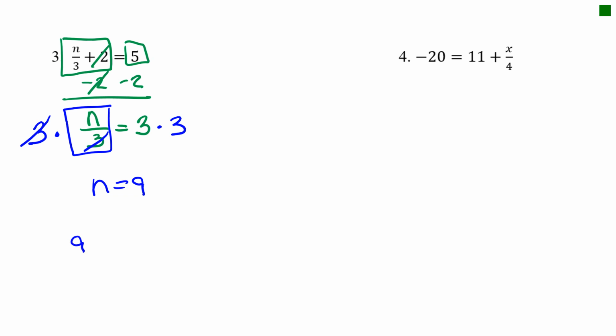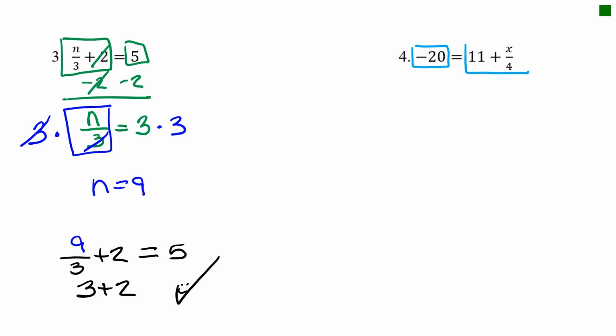If I wanted to check that, remember, I go right back to the original, but instead of n, I put 9 divided by 3 plus 2, and I want to see if that equals 5. Does 3 plus 2 equal 5? It does. Okay, now this one's kind of confusing because it looks like 4 minus 20. That's actually negative 20 on the left and 11 plus x over 4 on the right. That's why we should use parentheses. Goofy us. We figured it out though. Wait till you see number 5.